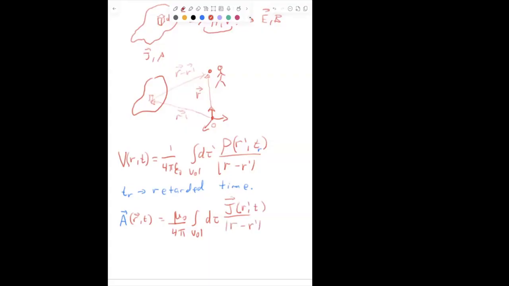1 over |r minus r prime| is again not surprising, because this happens in the Biot-Savart law, for example, in the static case where you don't have time t. This is of course new. But what is new here is the fact that here we have this t_r, the retarded time. So the whole issue is essentially to understand what this retarded time is. Now, where does it come from?